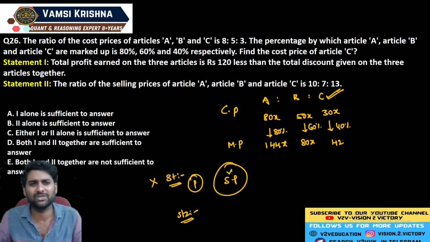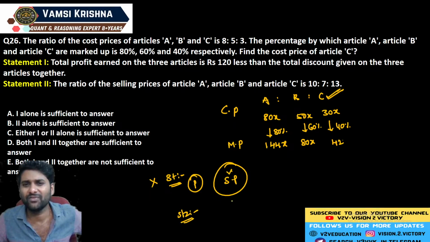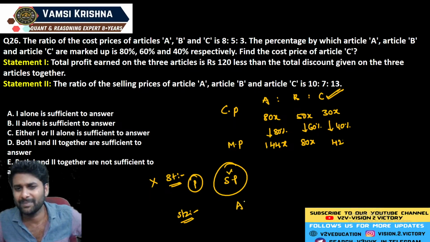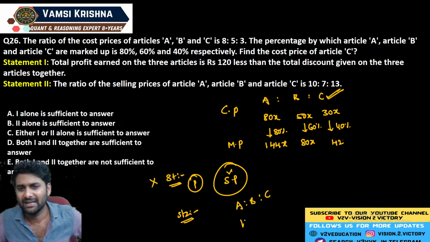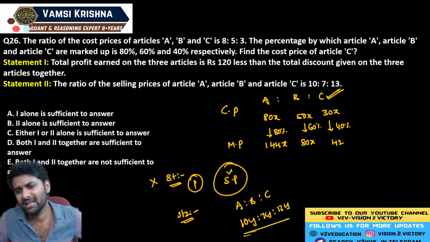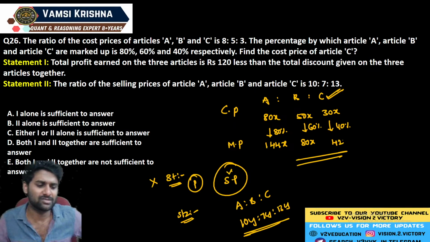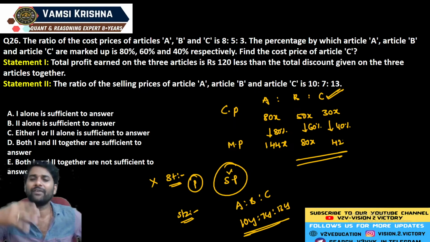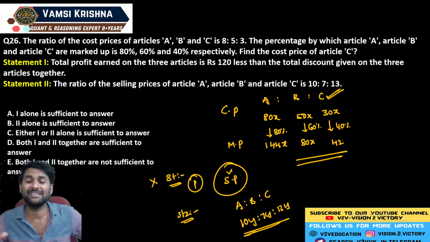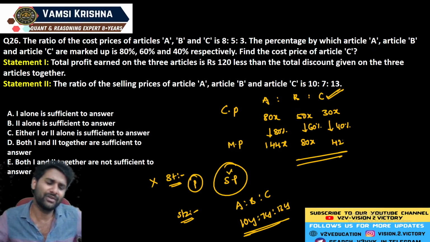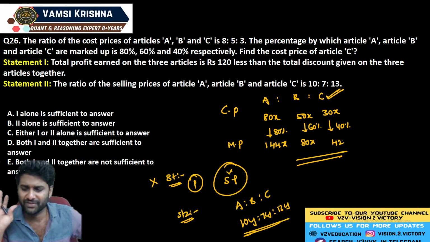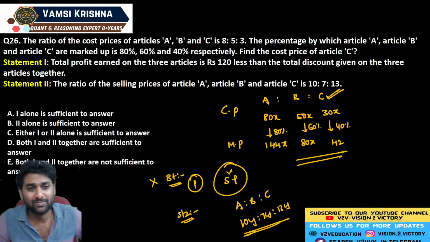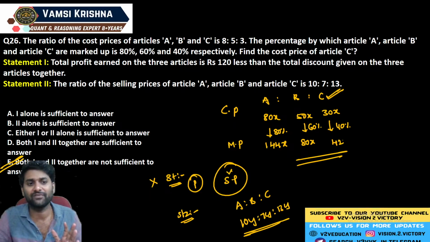Let me check with statement two. The ratio of selling price of A, B, C is 10y, 7y, 13y. Guys, these are unknown values and the previous terms are also unknown values. Combined together, still the value is unknown. But we need to find the cost price of C in terms of known values. That's why if you take the statements alone, it is not at all sufficient. Taking them together is also not sufficient. That's why here the answer is: both together are not at all sufficient for our question.